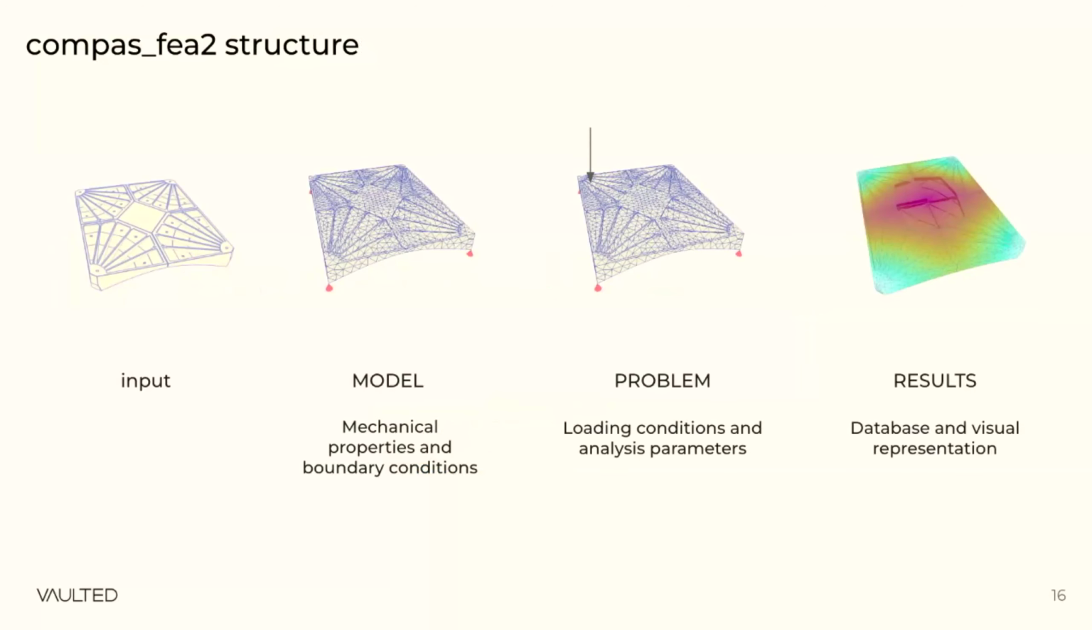It has a specific structure to build a problem. So first we have the input, which is like the geometry, which is perhaps complex or not. And we can use external libraries from COMPAS to import this geometry. Then we implement it in COMPAS FEA2. We create the model, which is all the mechanical properties like behavior, what material, and also the boundary conditions. What is the relation of my object with the environment?